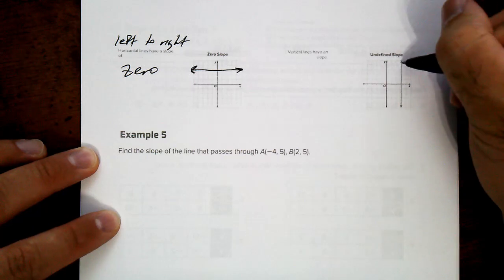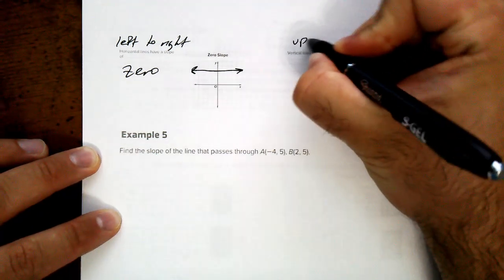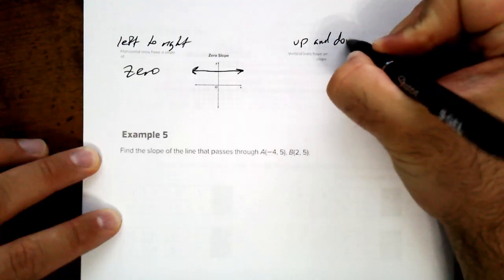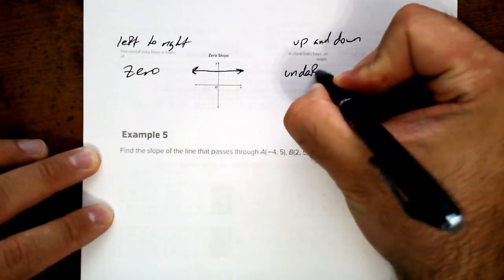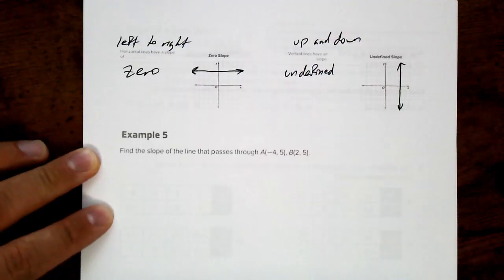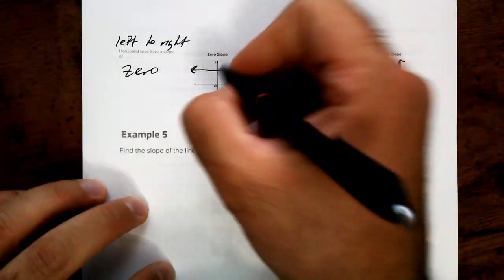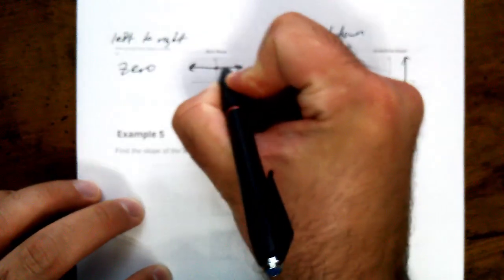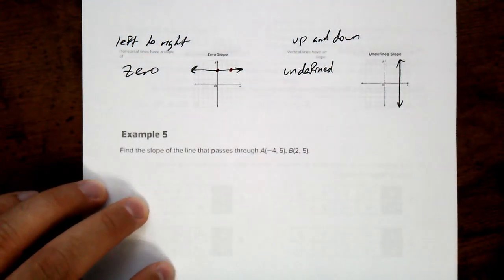Vertical lines, straight up and down, have an undefined slope. What does that mean? If we were to pick any two random points on this line right here, okay?